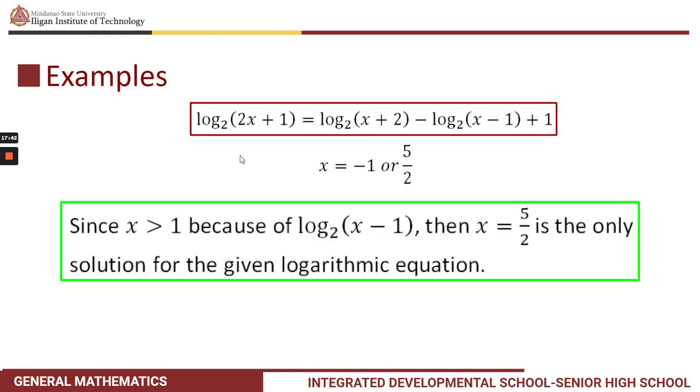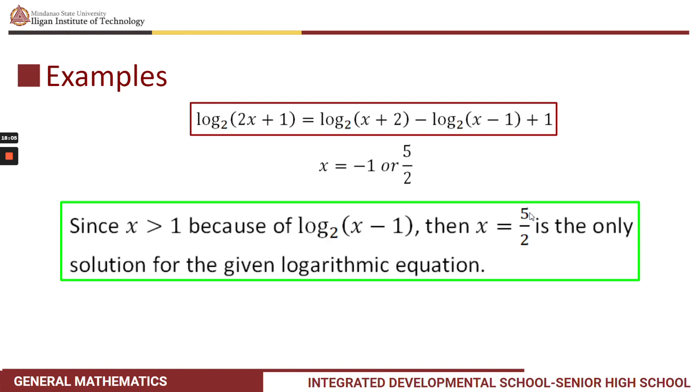So, since x is greater than 1 because of this term log base 2 of x minus 1, diba? X minus 1 should be greater than 0, that's why x is greater than 1. Then we cannot have negative 1 as our answer.